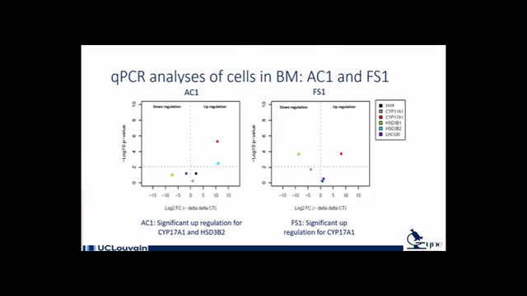qPCR analyses are shown in volcano plots, and the x-axis represents fold changes in gene expression after 8 days of being in culture versus day 0 before putting the cells in culture, and the y-axis represents logarithmic p-value set to 0.05. Genes above the dashed horizontal gray line are significant with p-value less than 0.05, and under this line are not statistically significant.